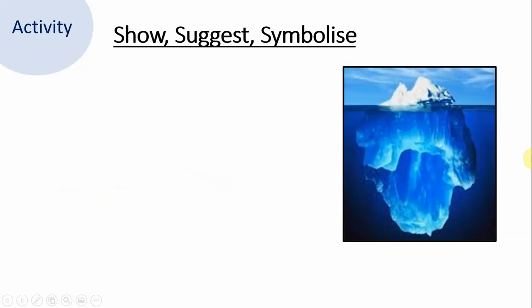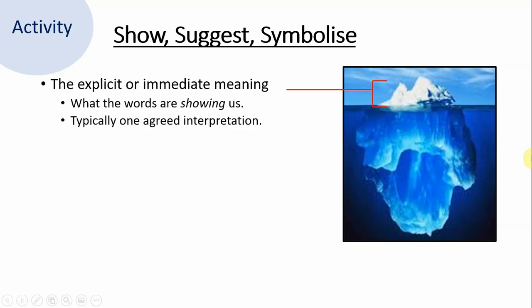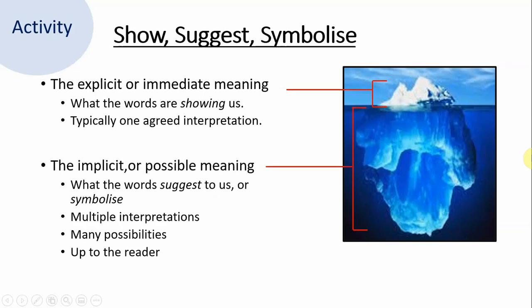And this takes us on to our activity, which is all about show, suggest, and symbolize. So here's our old friend the iceberg to illustrate for us that we have the explicit or the immediate meaning of a word, phrase, or image, which is what we're being shown, and typically there's one interpretation there. And we also have the implicit or possible meaning. And this sits below the surface and is much deeper, much bigger, and you can say a lot more about this. This is what the words suggest or symbolize.